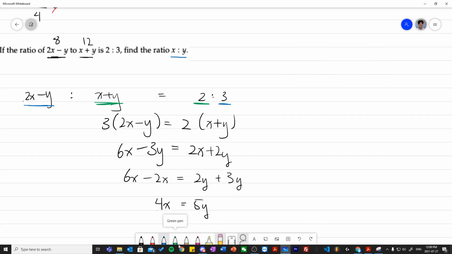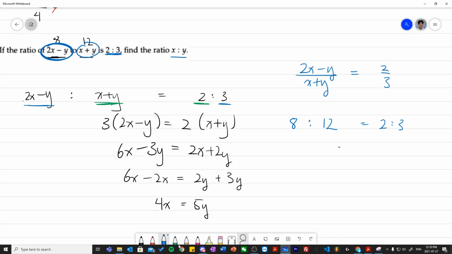Therefore, if this maintains the ratio of 2 to 3, when we divide 2x minus y over this, it should equal 2 to 3, because these are ratios. It's like me saying the numbers 8 to 12 are the same ratio as 2 to 3. If this is true, I'm able to divide 8 by 12 and I would get 2 to 3, and 2 to 3 is obviously 2 over 3.